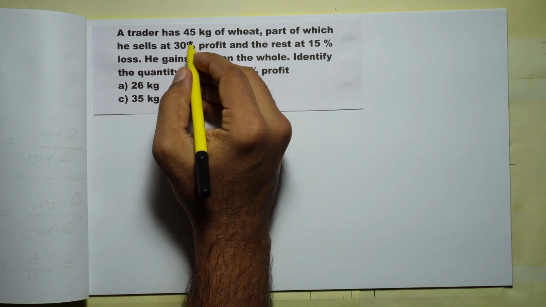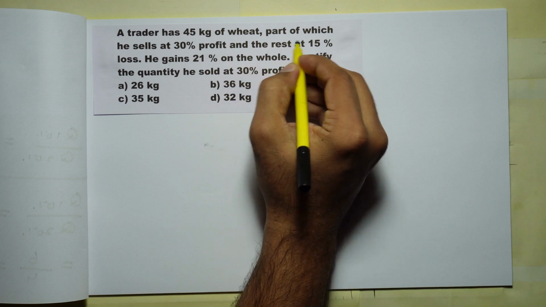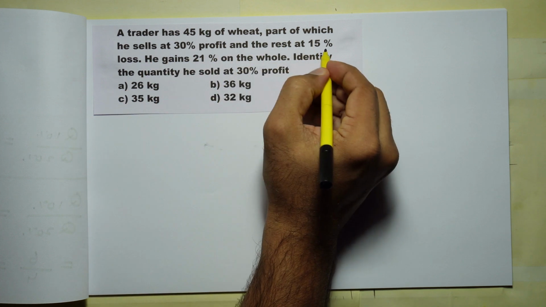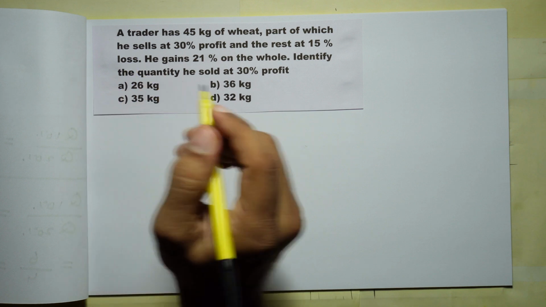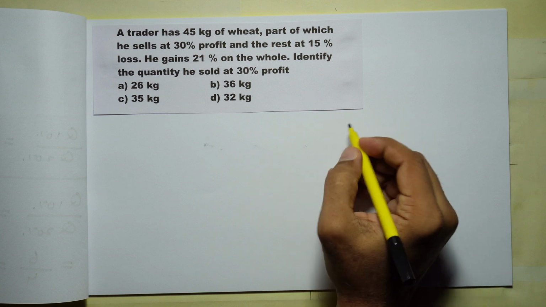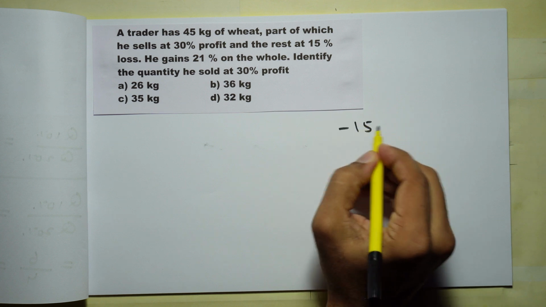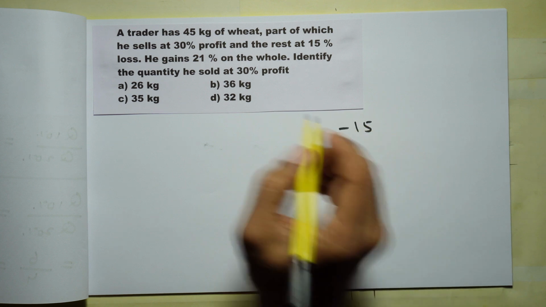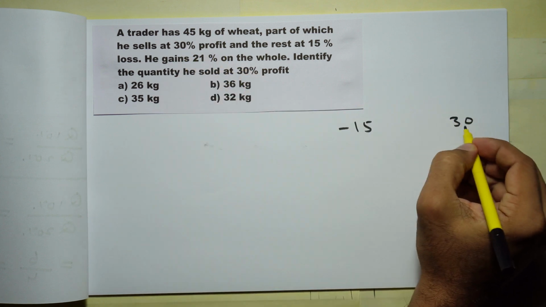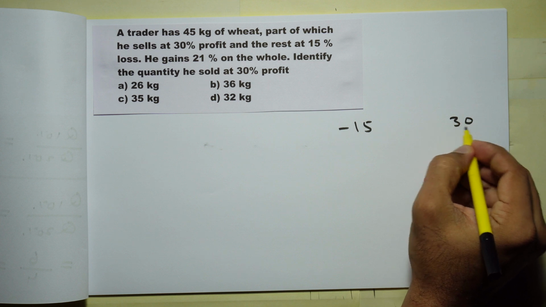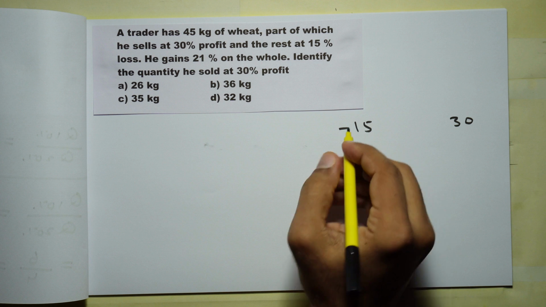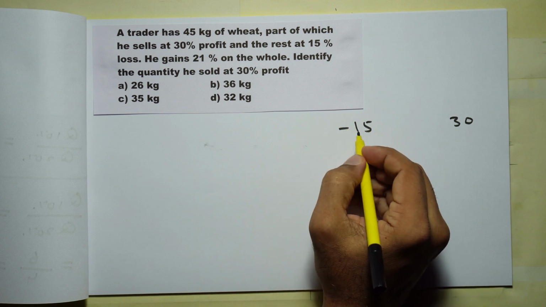A trader has 45 kilograms of wheat, part of which he sells at 30% profit and the rest at 15% loss. So from one part he is getting 15% loss. Now when there's a loss, that quantity can be represented as negative 15. And from the other part he is getting a profit of 30%.